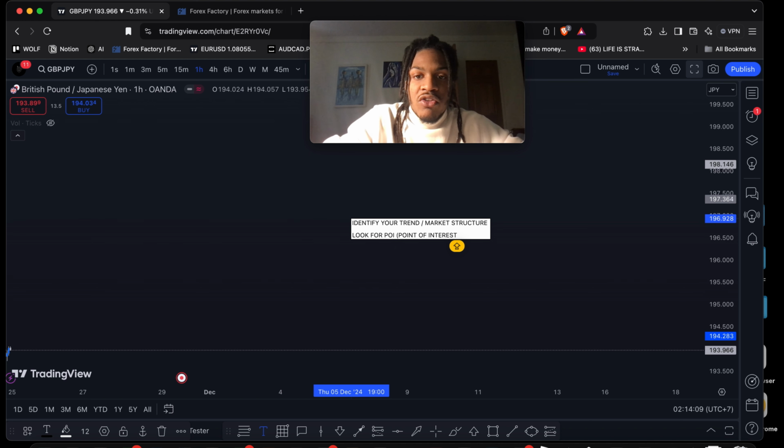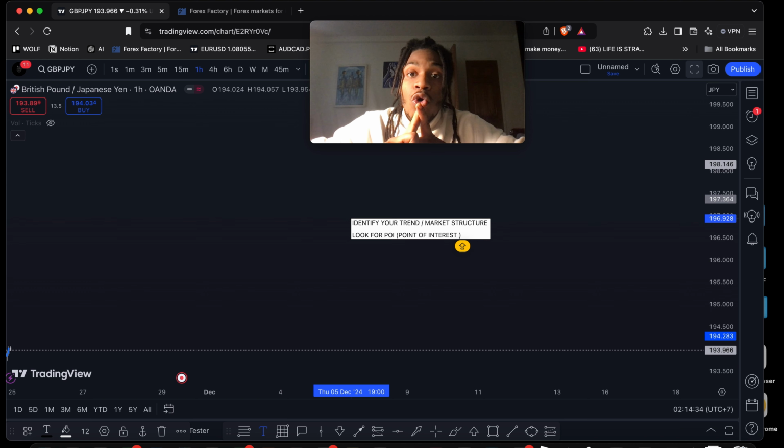Point of interest is basically areas / price levels, because we're looking at a chart, and that's where the areas are. So these are basically areas where you're interested in. And these areas usually consist of things like supply and demand zones, order blocks, imbalance gaps. These are basically where you want to enter for a trade.